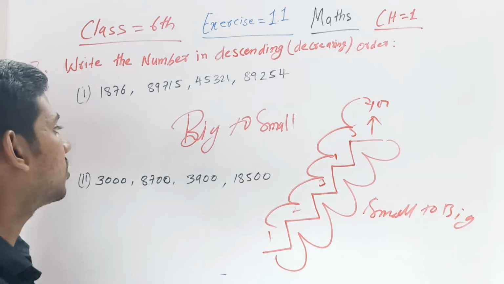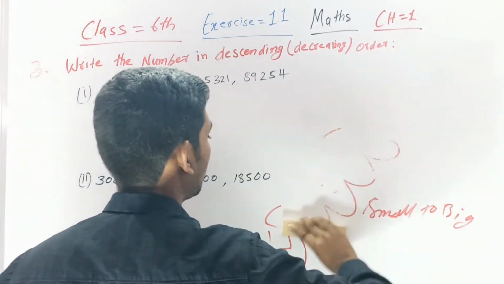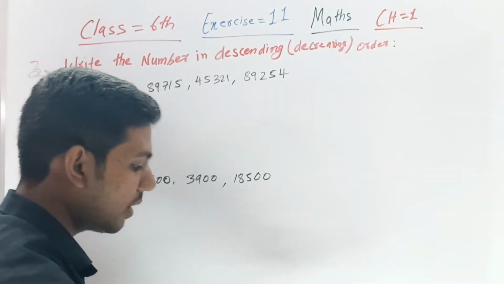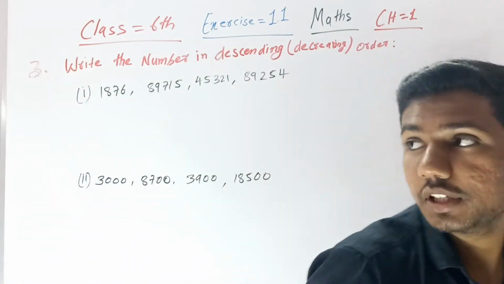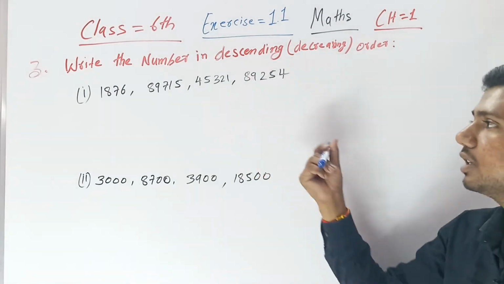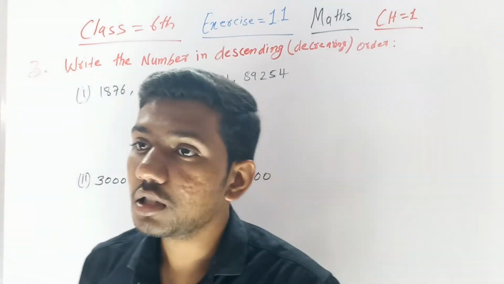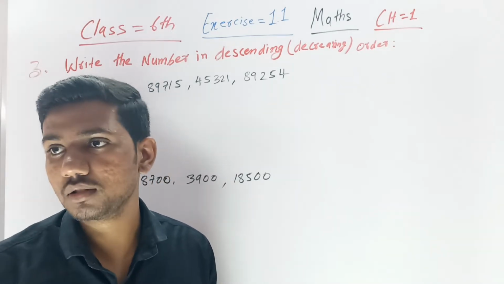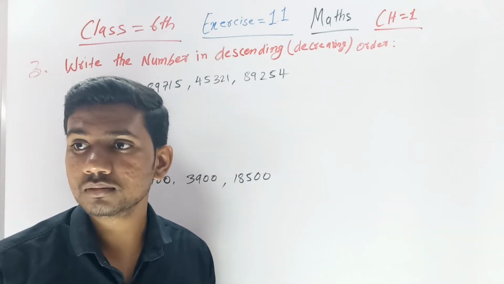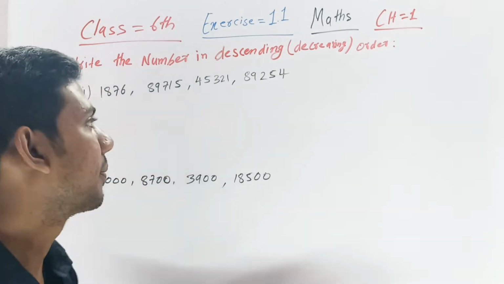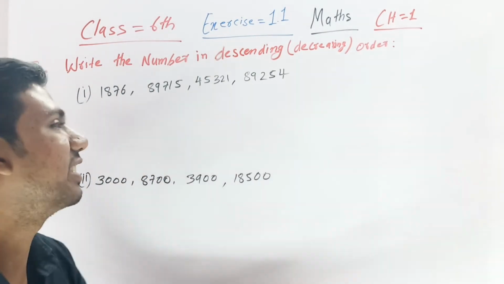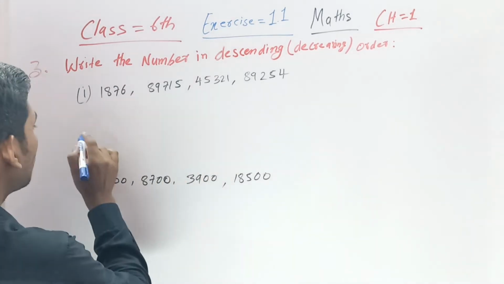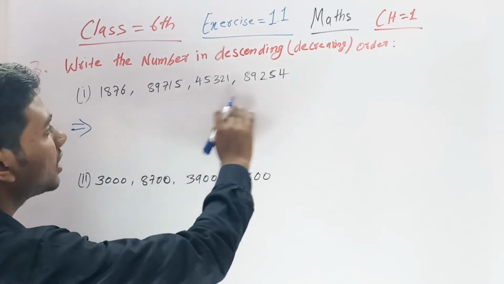All right, so let's see our answer. If you focus here, this is our question number 1. We have to write in descending order. Descending means big to small. I hope right now you got it. So in this we have to find which is the bigger number.